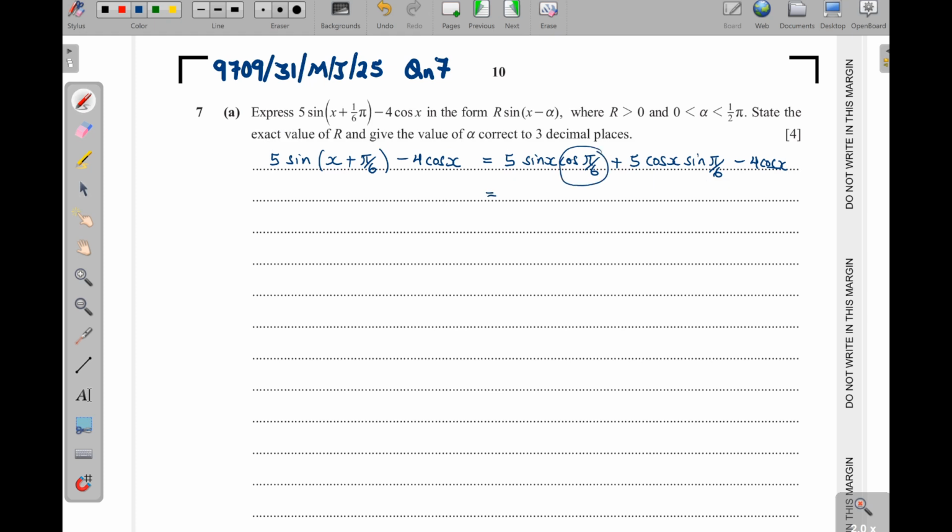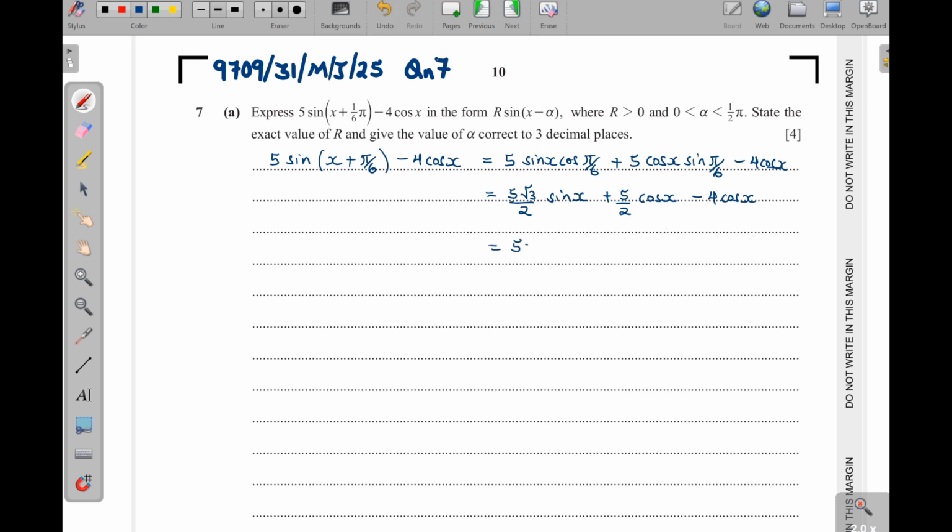So this one here is root 3 over 2. So we shall have 5 root 3 over 2 of sine x. Then this one is a half. So we shall have 5 over 2 cosine of x minus 4 cosine of x. Now these two can be simplified, not so? All right. So 2 times 4, that is 8. Now 5 minus 8, that one gives us a minus 3.